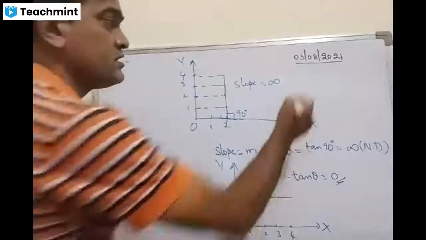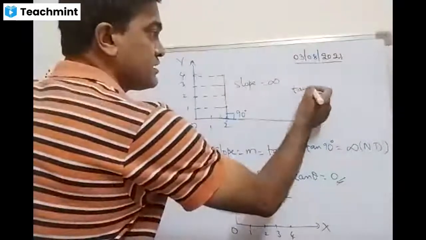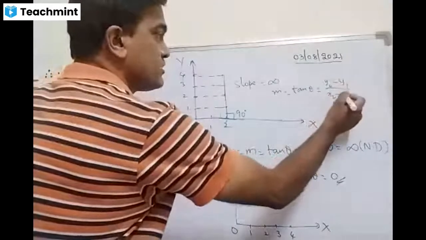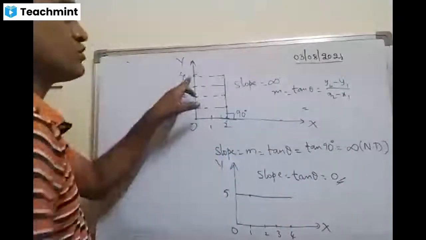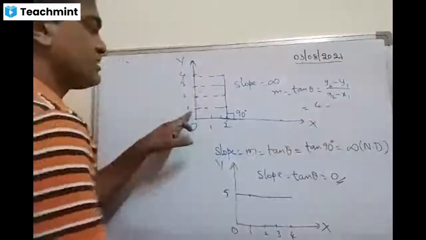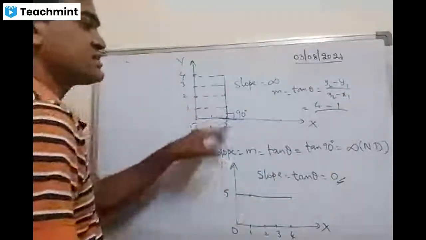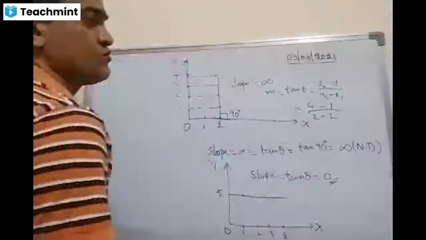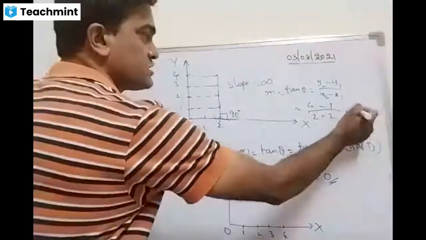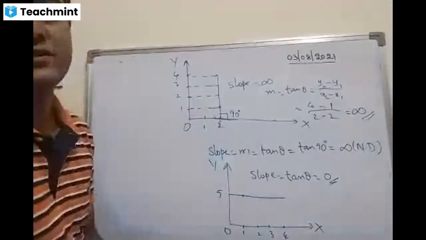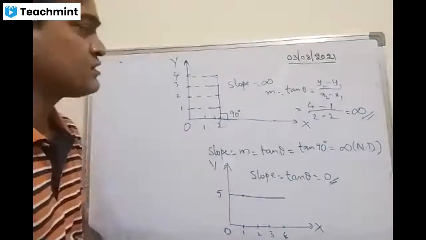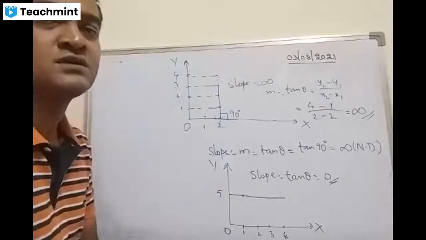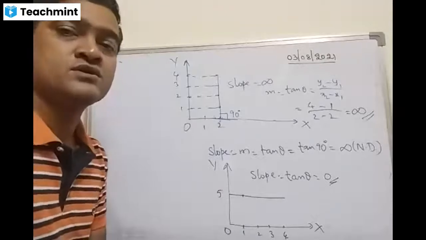What about the value of x throughout this line? Constant, 2. If I use this formula, m is equal to y2 minus y1 upon x2 minus x1, if I take y2 as 4 minus y1 as 1, by x1 and x2, both equal to 2, so 2 minus 2, tell me what you get. 4 minus 1, 3 by 0, which is nothing but infinity. So for a line parallel to the y-axis, the slope is infinity. If a line is parallel to the x-axis, then the slope is always equal to 0.